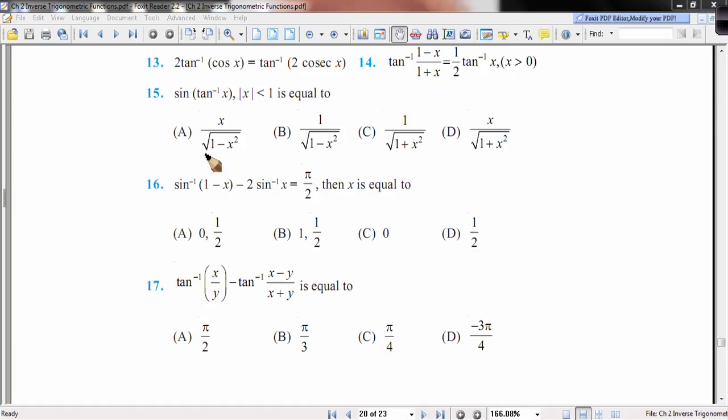Next question. Sin of tan inverse of x, if mod x is less than 1, is equal to what? That is the 15th question.